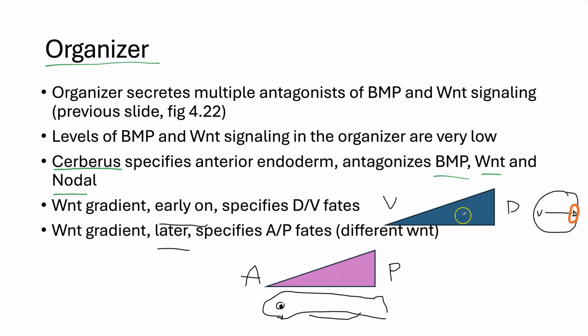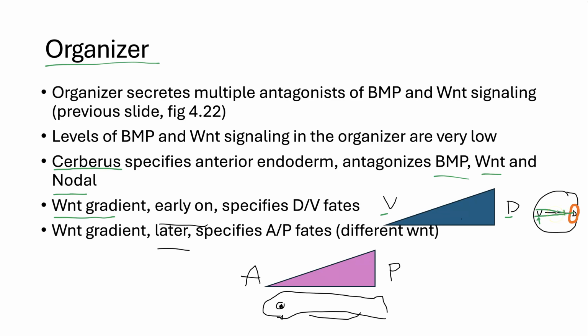Now, very, very early in development, before the blastula is even fully formed, we have a dorsal to ventral gradient of Wnt signaling, which specifies dorsal versus ventral fates. Remember that the organizer, after it forms later in the blastula stage, is secreting inhibitors of Wnt, and so the gradient is not as high, but it's going in the opposite direction now, because there's more Wnt signaling on the ventral side at this point than on the dorsal side.